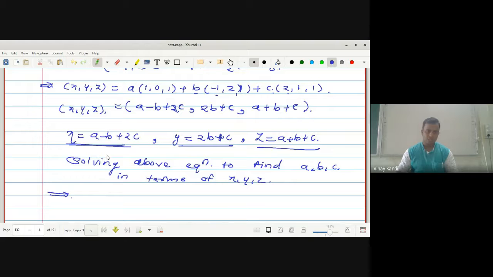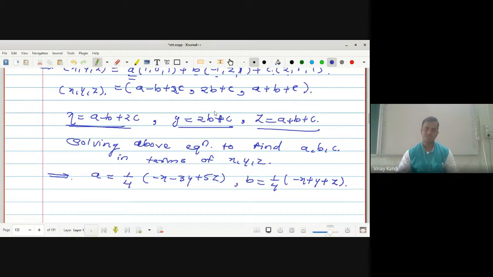So solve it. If we solve these three equations, then we get A in terms of x, y, z: A is equal to 1 by 4 into minus x minus 3y plus 5z. This is the first coefficient A. And the value of B is 1 by 4 into minus x plus y plus z. Okay, that is the second coefficient. And C is equal to 1 by 4 into 2x plus 2y minus 2z.